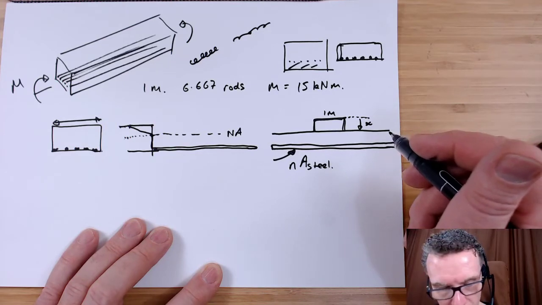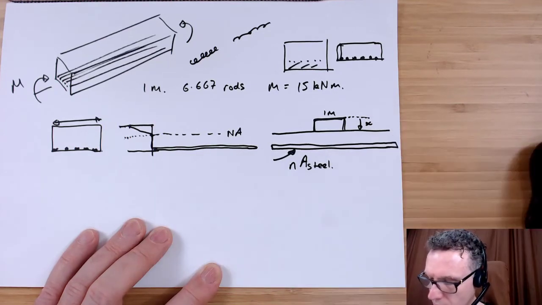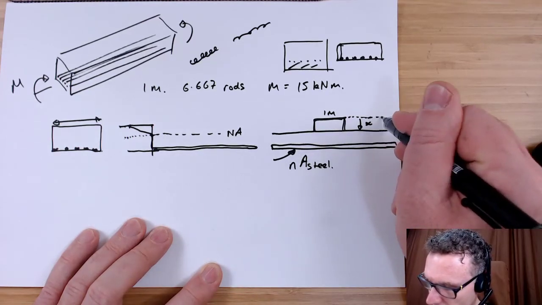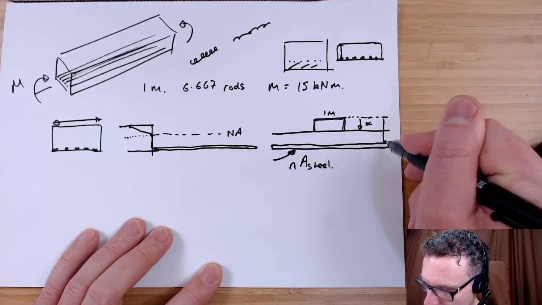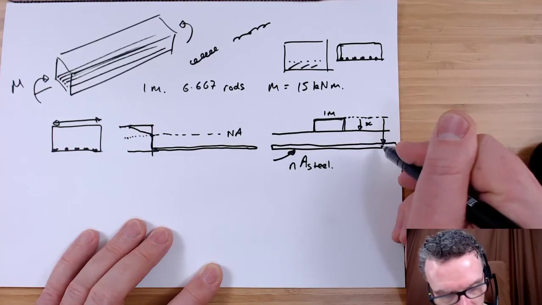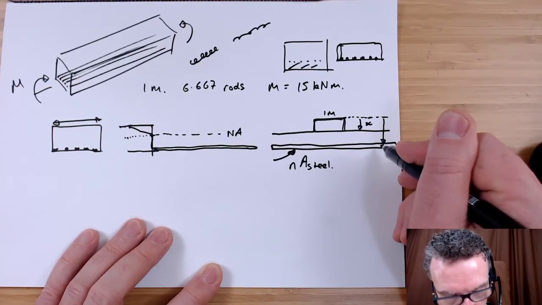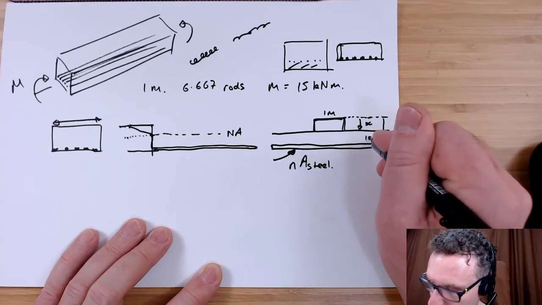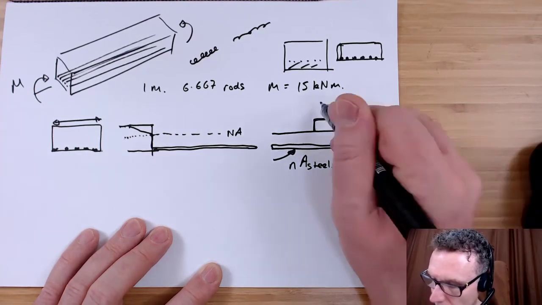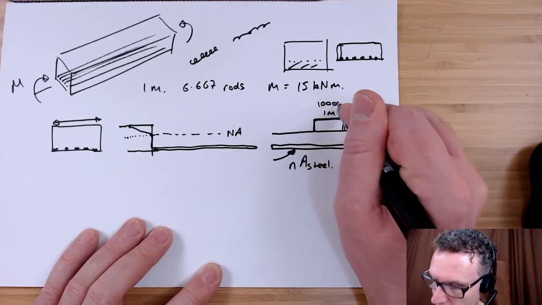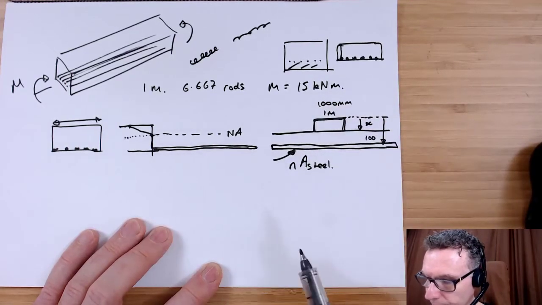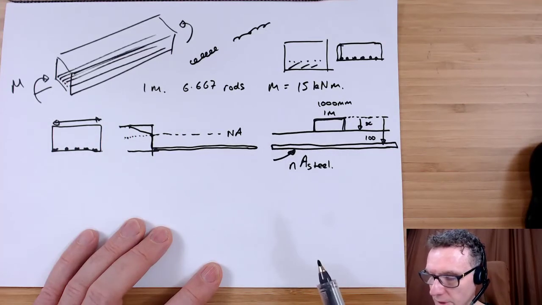Do I need to label up anything else at the moment? I need to know the distance from here to where the steel rods are, which is going to be 100 millimeters. Let's work in millimeters. So this will be 1000 width, 1000 millimeters in width.